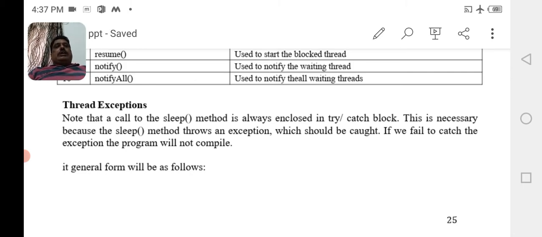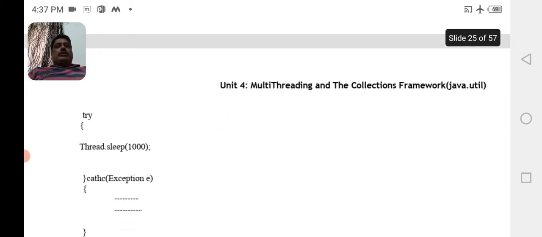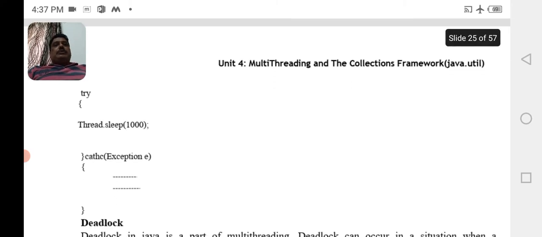So its general form will be: try { Thread.sleep } catch (Exception e) { } and its block.